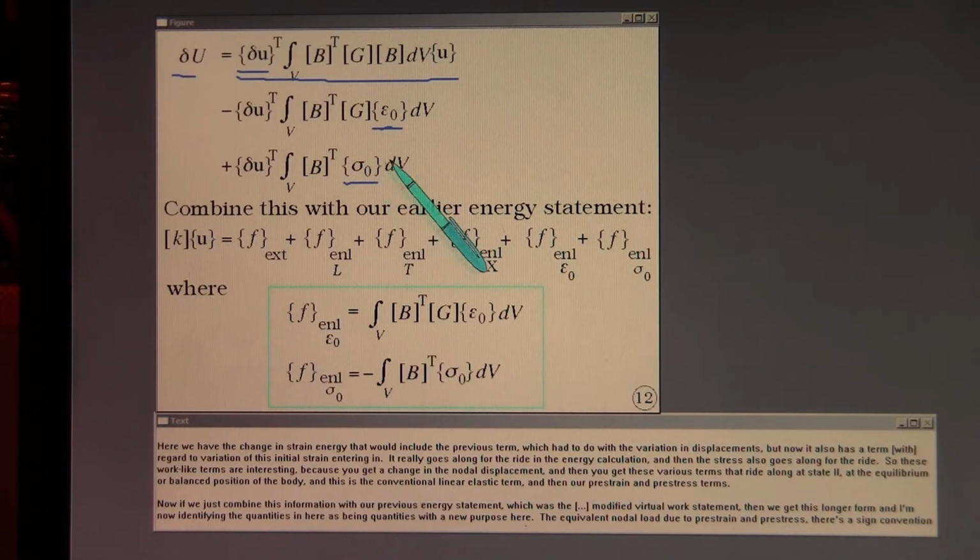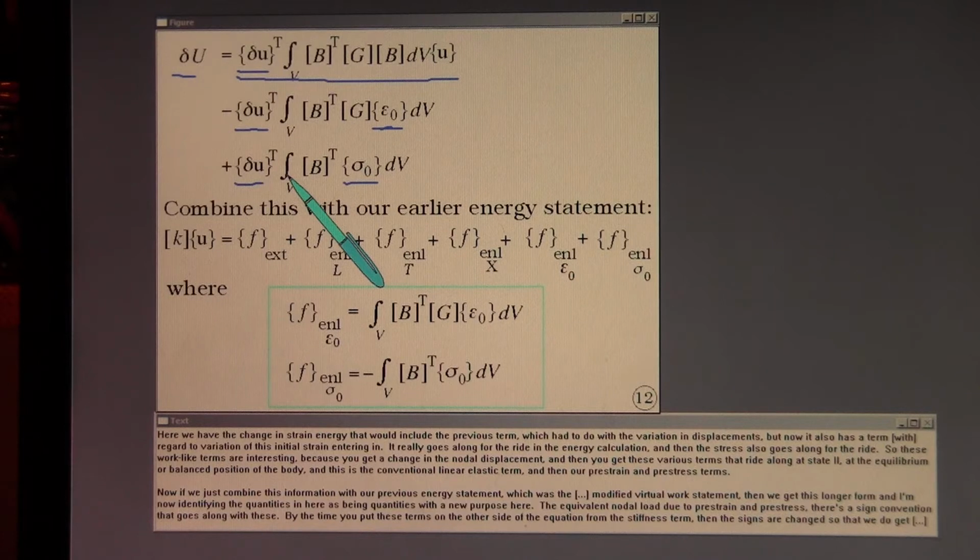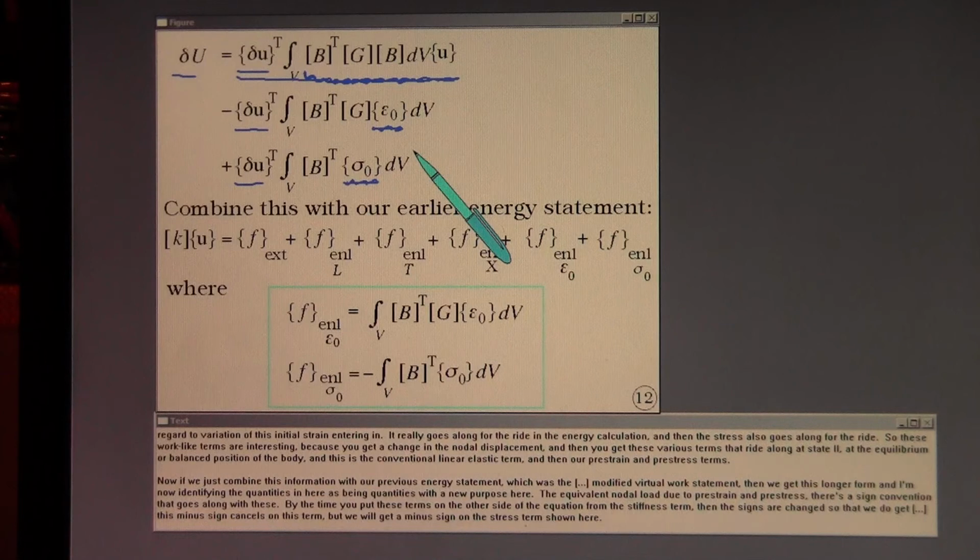ride. So these work-like terms are interesting because you get a change in the nodal displacement, and then you get these various terms that ride along at state 2, at the equilibrium or balanced position of the body. And this is the conventional linear elastic term, and then our pre-strain and pre-stress terms. Now, if we just combine this information with our previous energy statement, which was a modified virtual work statement, then we get this longer form.